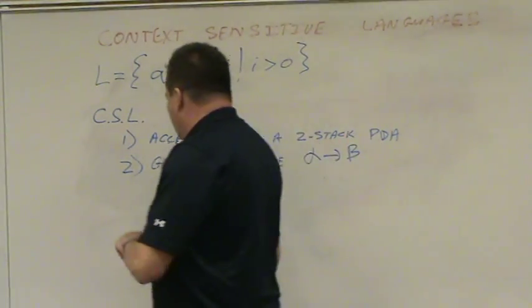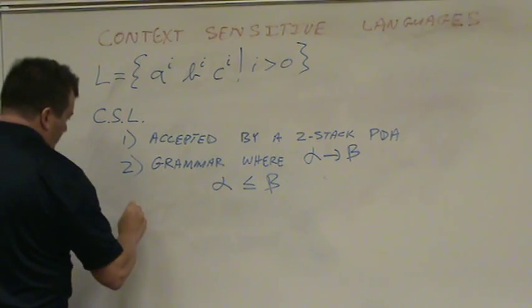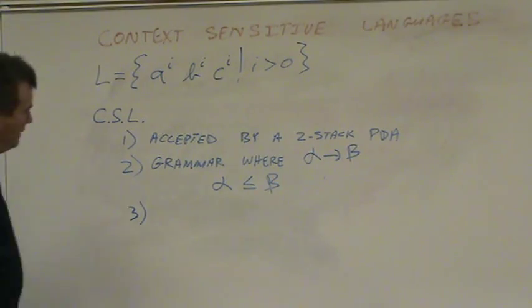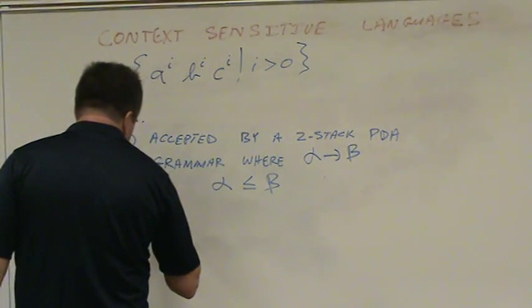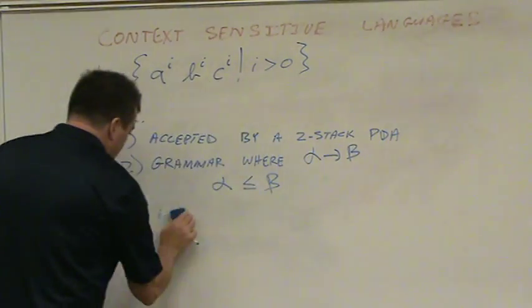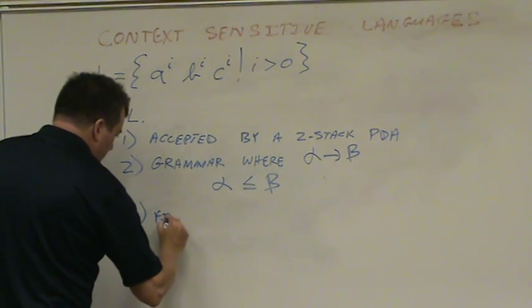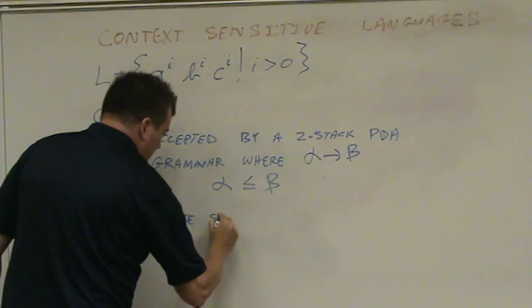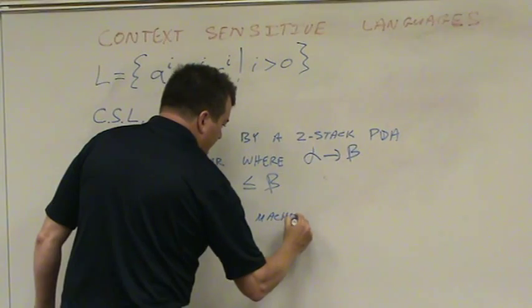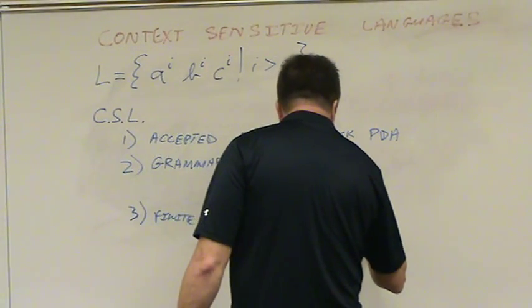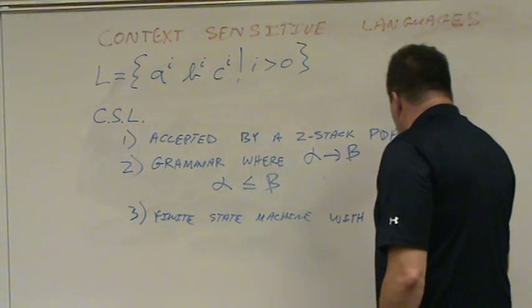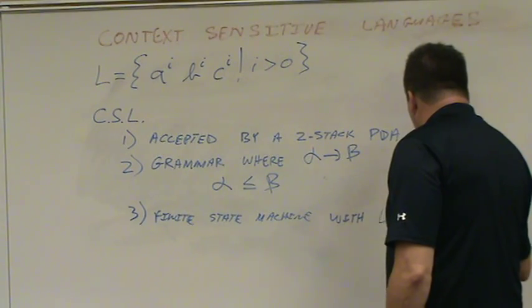A third way to describe this, and this is really another way of saying part 1: a state machine, a finite state machine with linear storage.